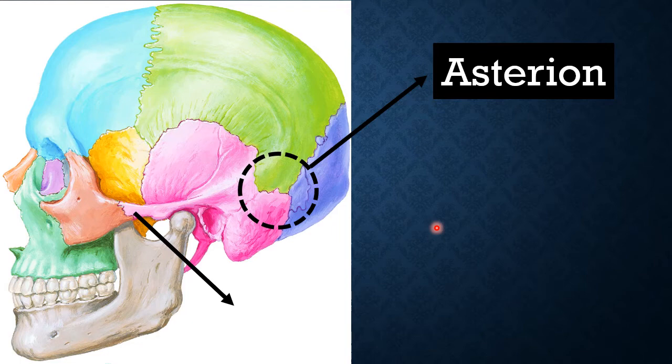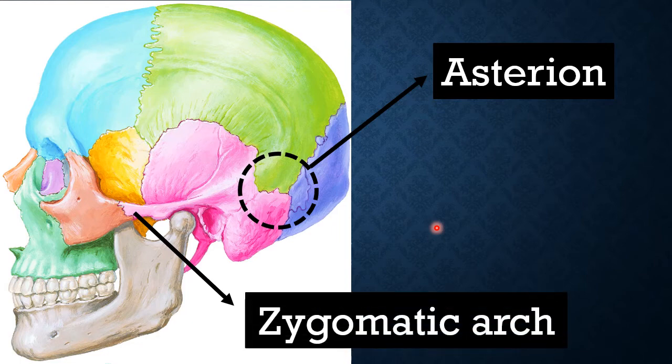Next one is Zygomatic Arch. This particular area they may mark and ask you to identify it, and which bones are fusing and forming this Zygomatic Arch, they may ask.